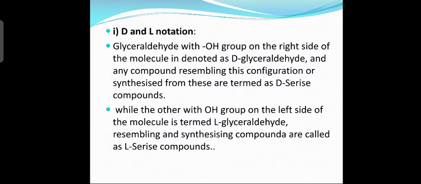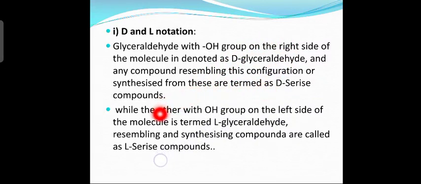So next slide. D and L notation. Now there are a number of different types of notation for glyceraldehyde, and one of them is the D and L notation. Glyceraldehyde with the OH group on the right side of the molecule is denoted as D-glyceraldehyde, and any compound resembling this configuration or synthesized from it is termed a D series compound. If you have the OH group on the right side, that is called D-glyceraldehyde.